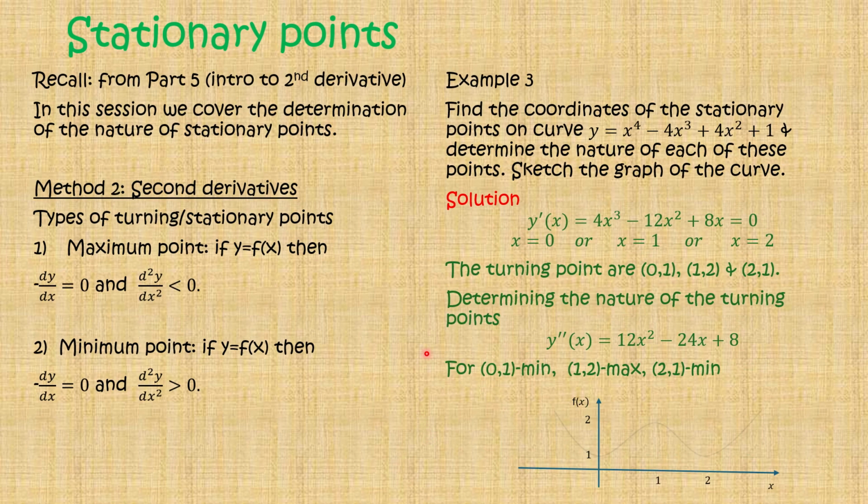Then for the sketch, we can of course plot firstly the points 0, 1, 1, 2, and 2, 1. From there, we see that these all connect. As they connect, 1, 2 is a maximum, 0, 1 is a minimum, 2, 1 is a minimum, so we would have our curve in that particular manner and order.